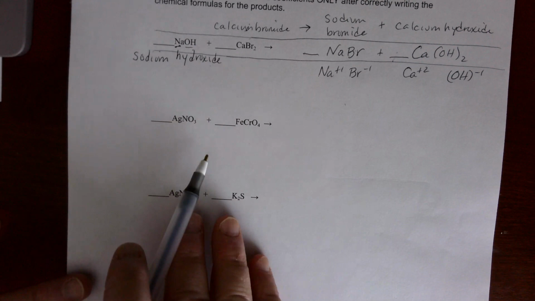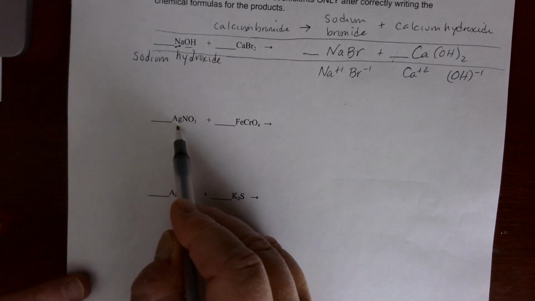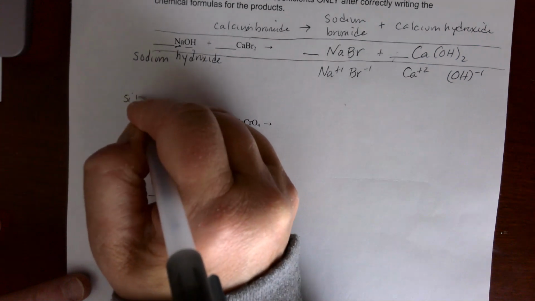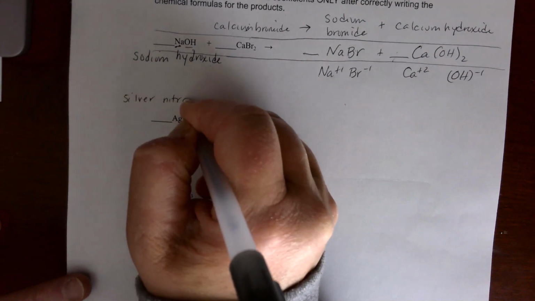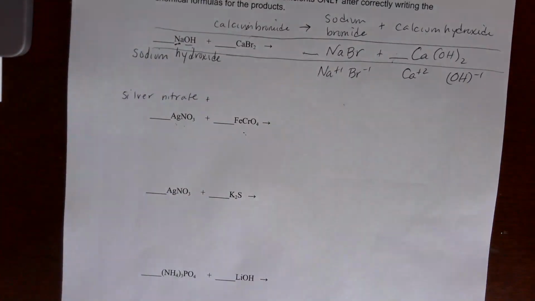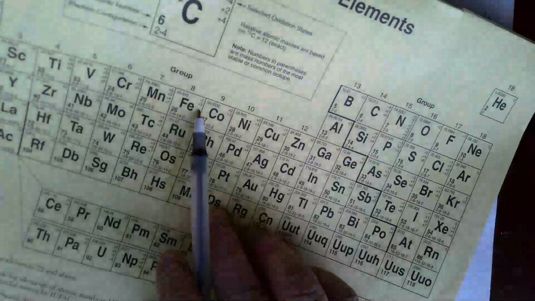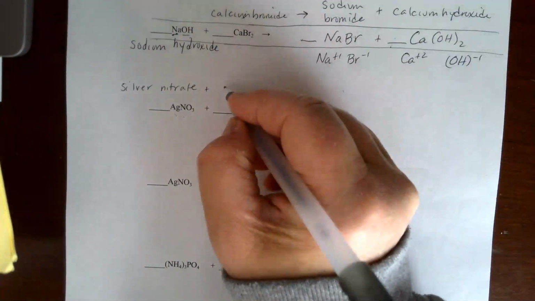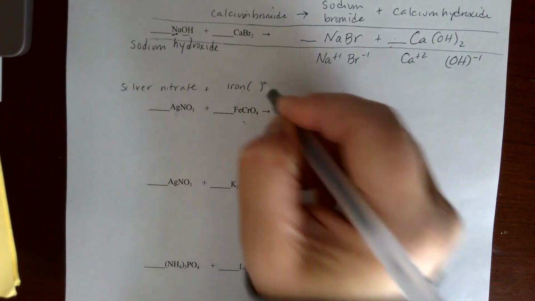All right, our next reaction, let's name it. This is silver, this is nitrate. I'm going to put this up above. This is silver nitrate. Okay. All right, this one's a little trickier. Fe can either be a +2 or a +3, so we're going to have to put a Roman numeral on that. This is going to have to be iron something.